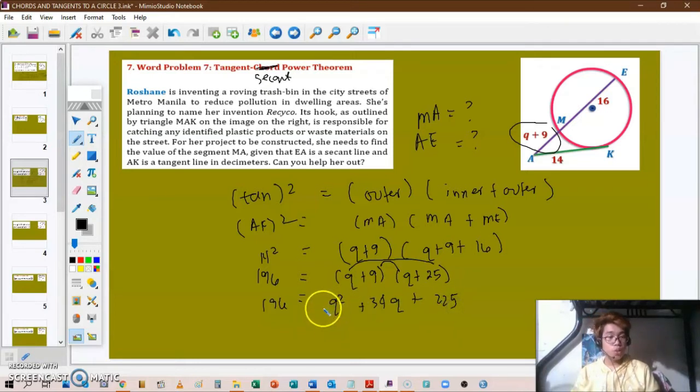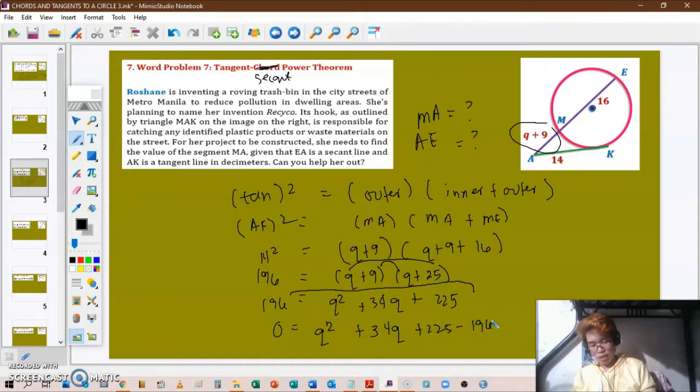And from here we can use the addition property of equality. We can transfer 196 to the other side, so therefore 0 is equal to Q squared plus 34Q plus 225 minus 196. And 225 minus 196 is going to give us 29, so this is going to be plus 29. Again, we can use our calculator to find the value of Q. For this one, our A is equal to 1, our B is equal to 34, and our C is equal to 29.